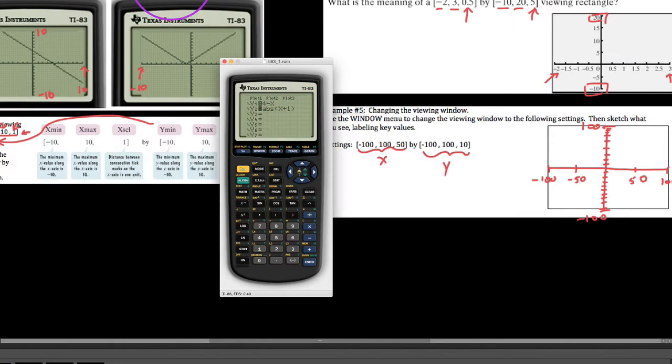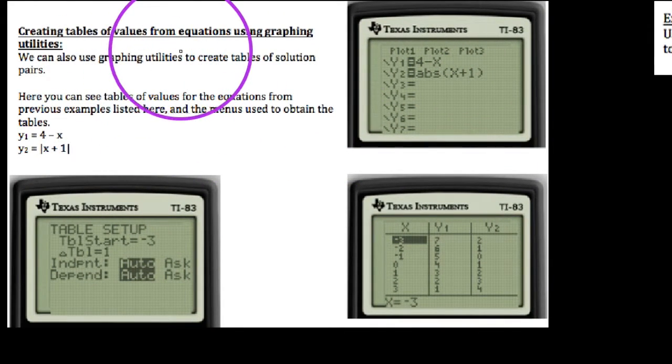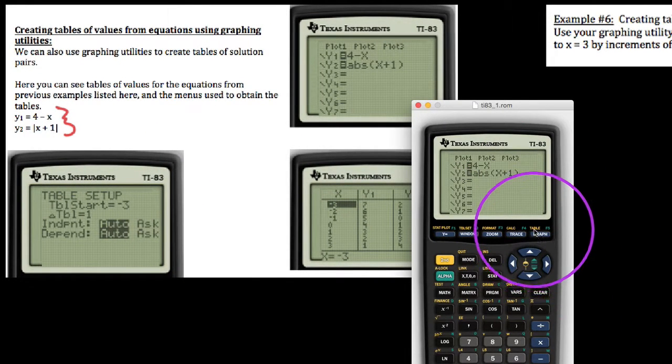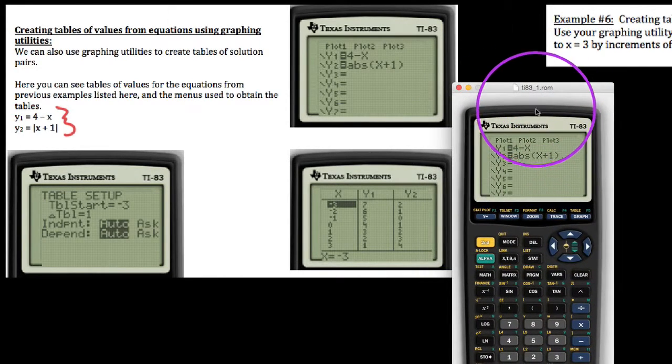But what I want to do is show you that you can actually make a table of values from a calculator as well. So using these two equations that we've had, y equals 4 minus x and y equals the absolute value of x plus 1, what we need to do is look right behind graph. We have the word table, okay? And that table is just going to show us a table of x and y pairs that we usually create by hand. It's just going to do it for us.